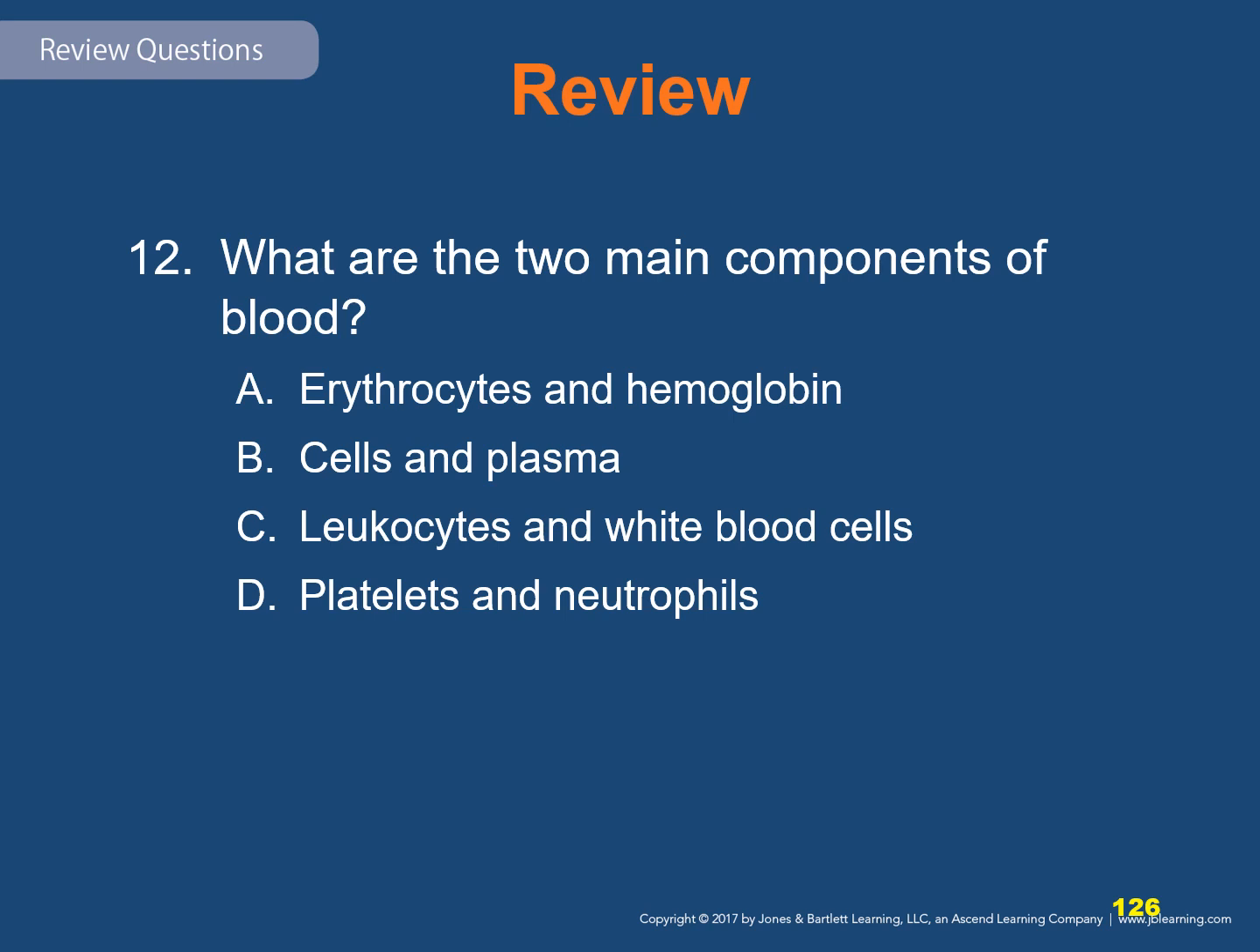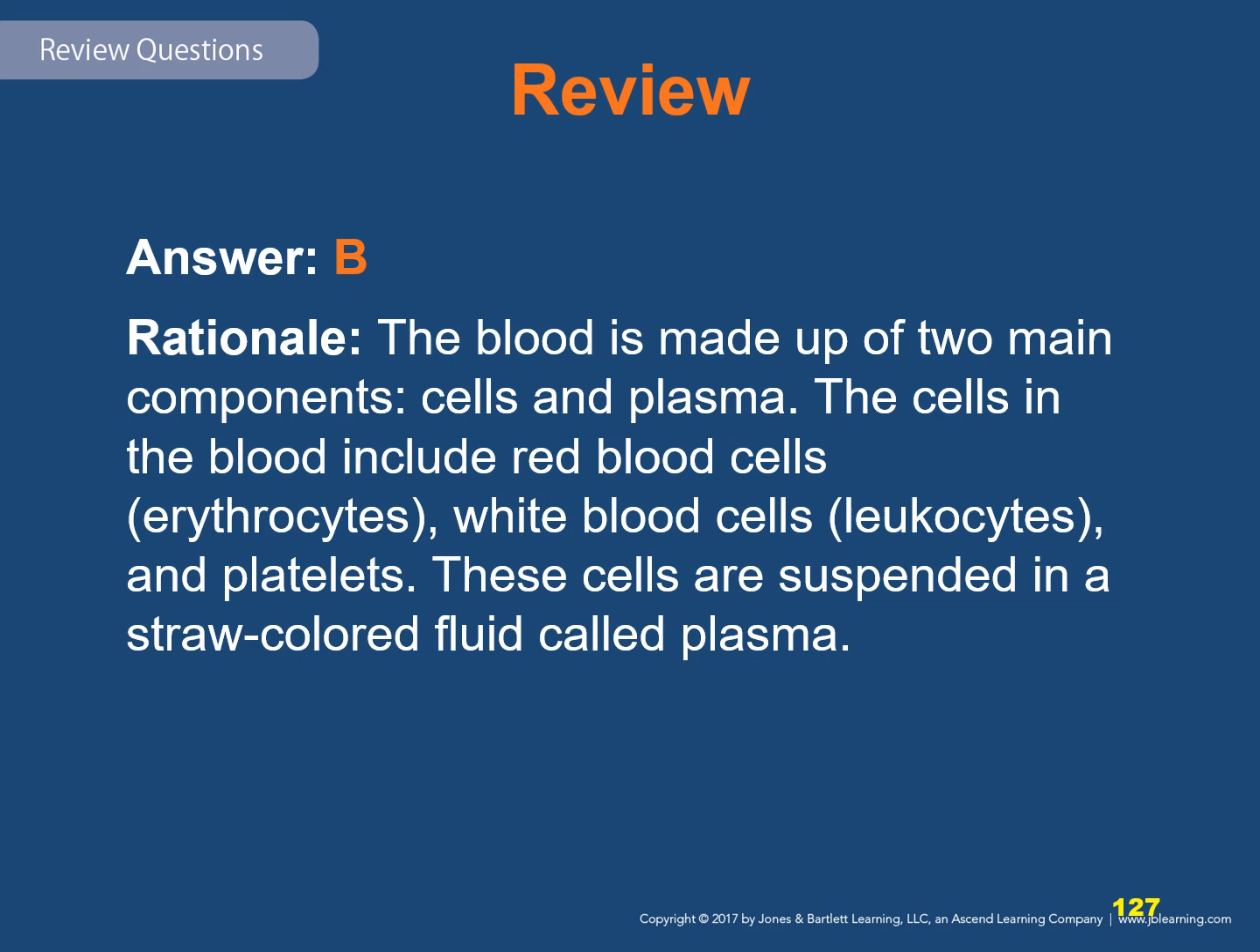This is definitions. So if you don't know the answer to this one, we're gonna review it right now. But I'm gonna take this brief opportunity to say, know your definitions and what the definitions of terms are, and be very clear on them. The answer is B. Blood is made up of 2 main components, cells and plasma. The cells in the blood include red blood cells, erythrocytes, white blood cells, leukocytes, and platelets.